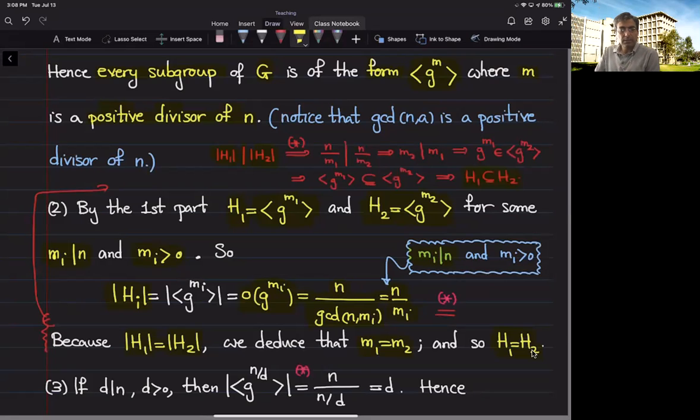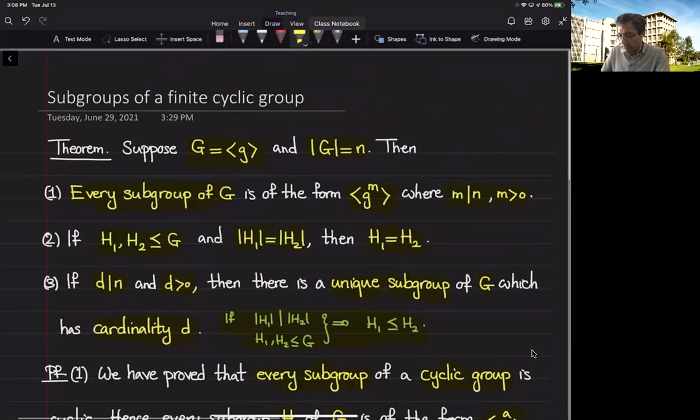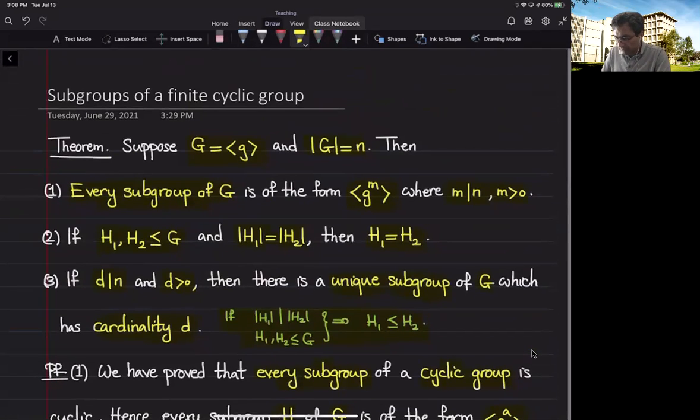Okay, so in part 2, we are claiming that if equality holds, then equality over here holds. But now I'm showing even a bit more than that. If the cardinality of this one divides the cardinality of the other one, then H1 is a subset of H2. So now we showed this strengthening of part 2. We discussed part 2 as well.